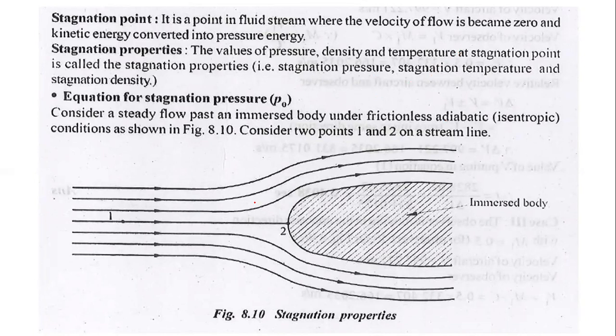Let us consider one flow. This flow is from one point to a second point. Let us consider a steady flow past an immersed body under frictionless adiabatic, or say isentropic, condition. Consider points 1 and 2 on the streamline.